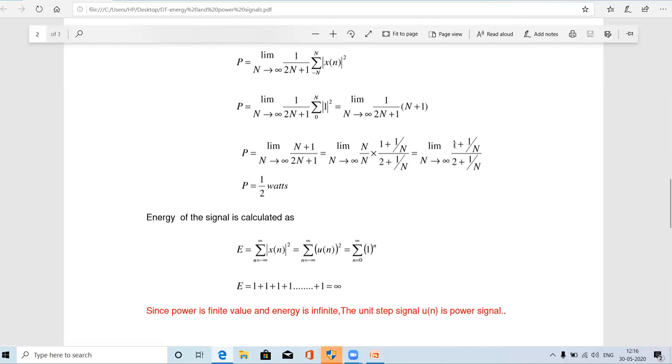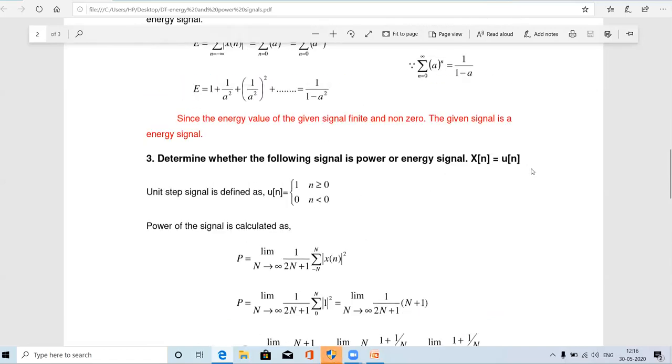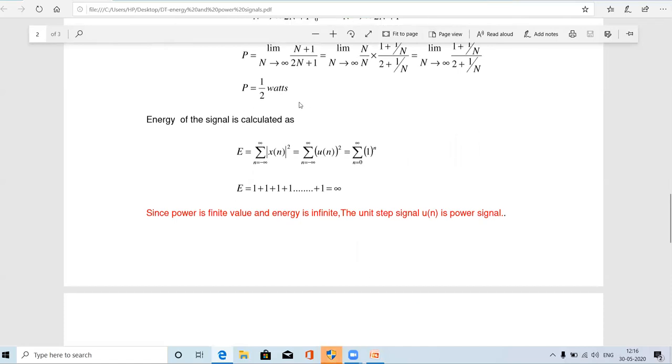But what is the numerator answer? 1. What is the denominator answer? 2. So the power P is equal to 1 by 2 watts. Okay, so this is the answer. The power of the unit step signal is 1 by 2 watts.